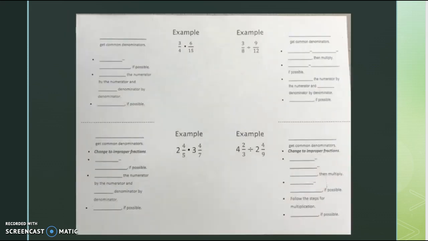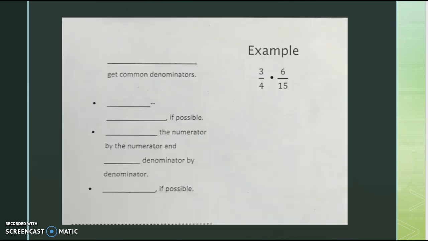We're going to start on this note sheet on the back side, the top left-hand corner, with just multiplying fractions. If we focus on the top left-hand corner, the notes give you a big blank in the beginning, and it's blank, get common denominators. Here we do not get common denominators. And that goes for both multiplying and dividing fractions and mixed numbers. We do not want to get a common denominator here.